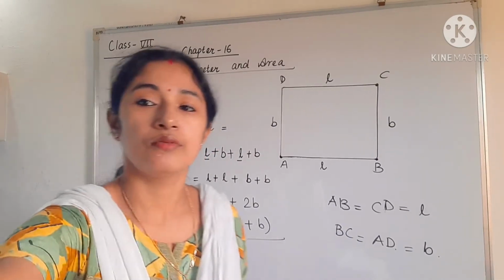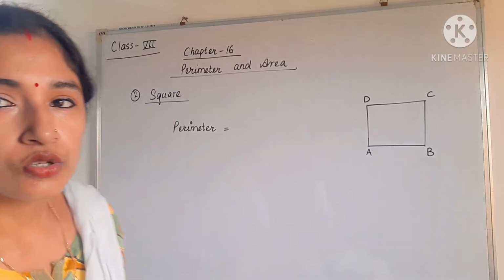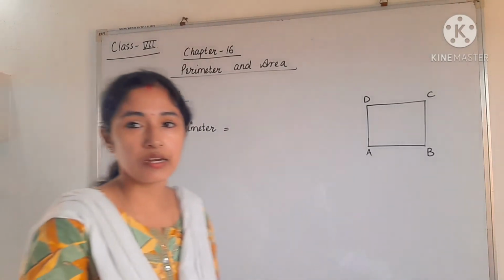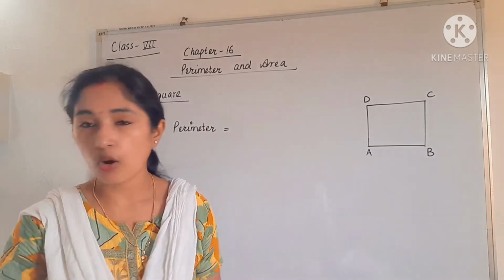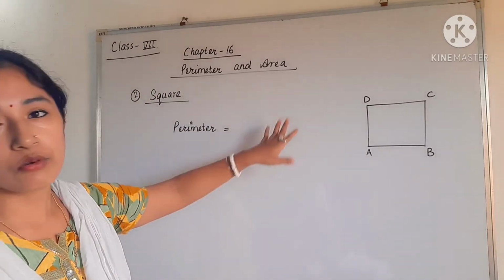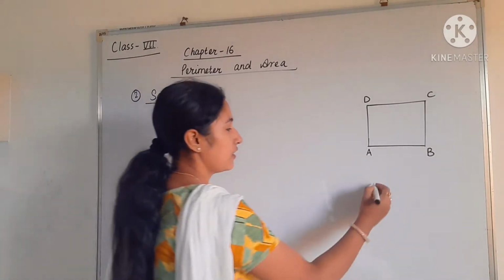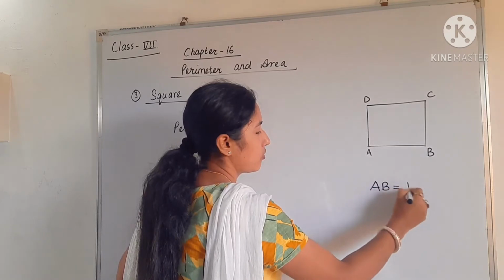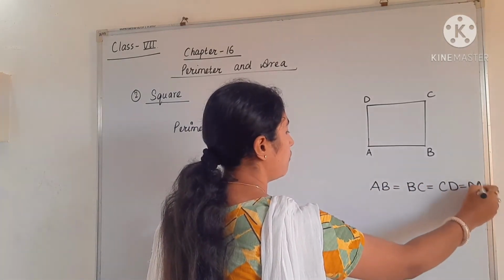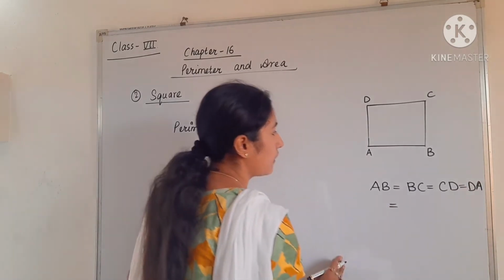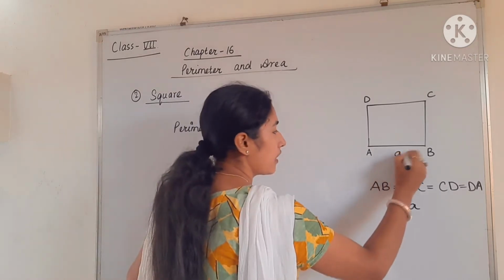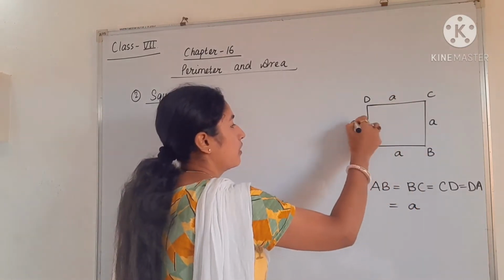Okay. So student, next is square. So what we mean by square? What is the main difference between a square and a rectangle? In a rectangle, the opposite sides are same, but in a square, all sides are what? Same. That means we can write that the length of AB is equal to the length of BC is equal to the length of CD is equal to the length of DA. And here I am taking this length as A. Okay, A units. So see, this is A, this is A, this is A, this is also A.